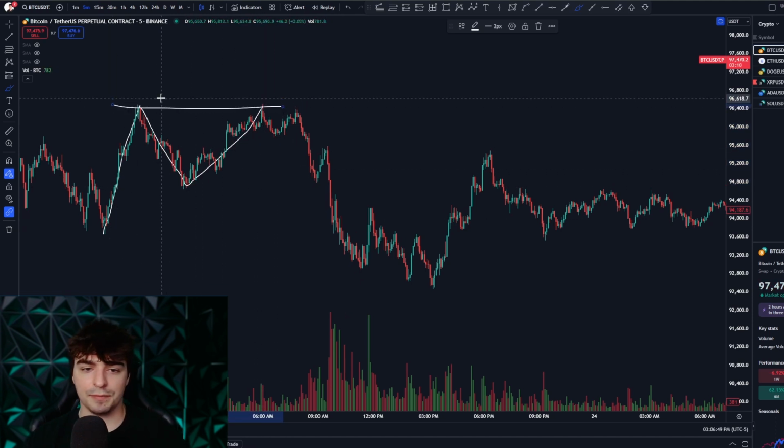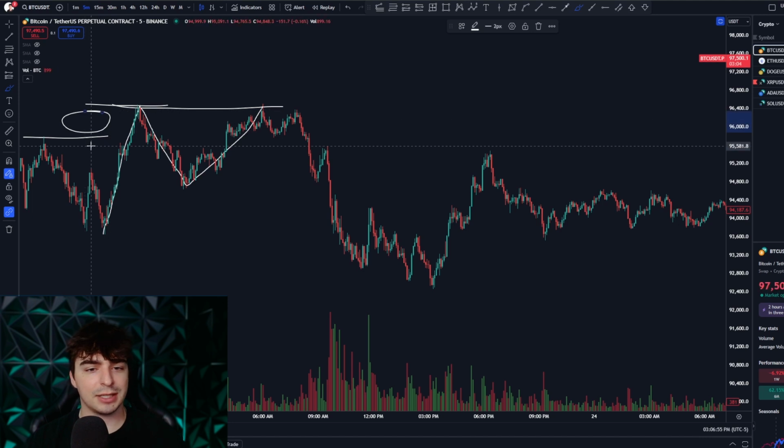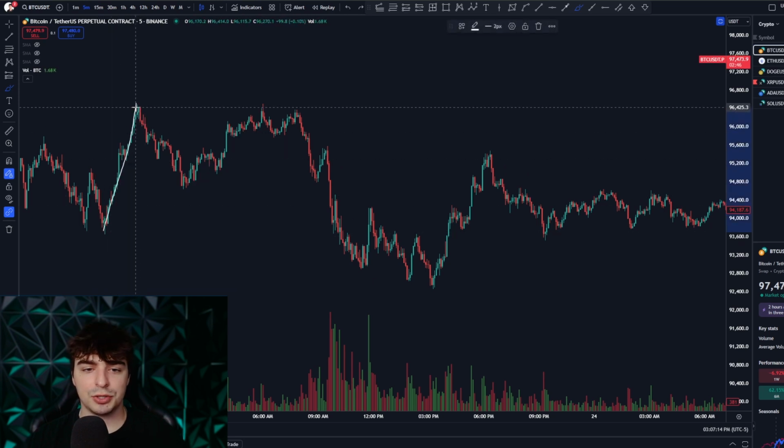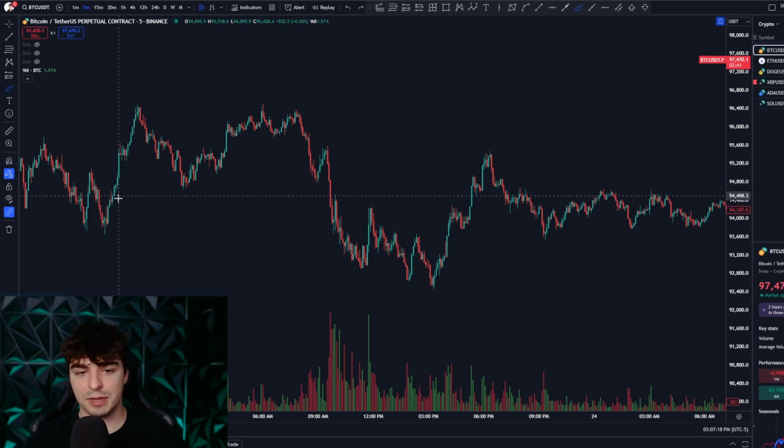Let's break it down. We saw pretty strong pitch, right? Not really the most amazing projection, but that's okay because we're not really looking to trade this. This is just an example. The trade will come a little bit later. Now, this is a pretty strong move higher because the pitch is pretty steep, and that's just about it, right? It's a strong move higher. You can probably see that with just your eyeballs.